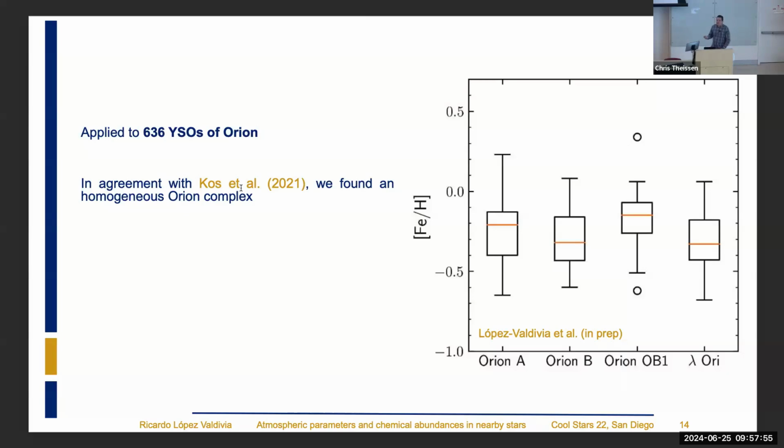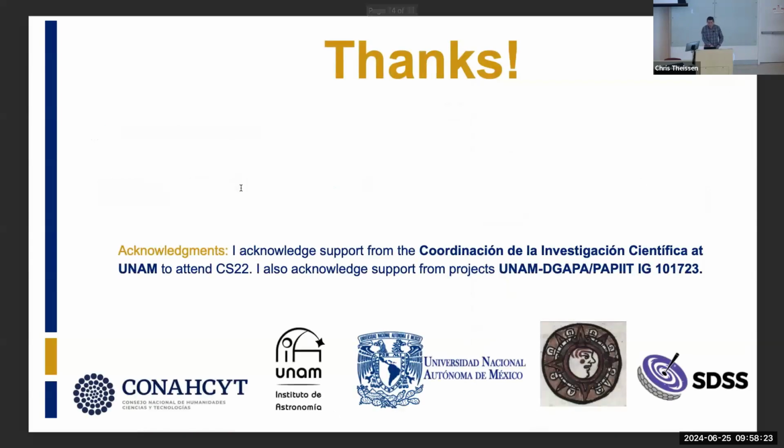So my conclusion here: we are obtaining really good atmospheric parameters applying this new technology, this code. It's a different approach. These parameters are in some cases superior to previous ones. And with these parameters, we are producing good chemical abundances, at least for G and K stars. So thank you very much.